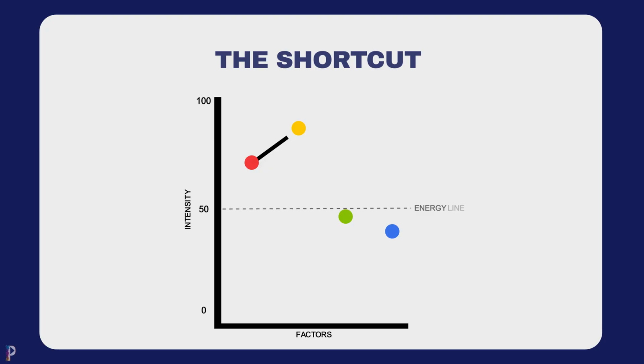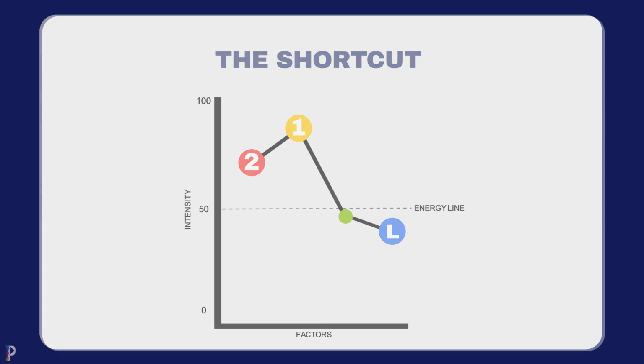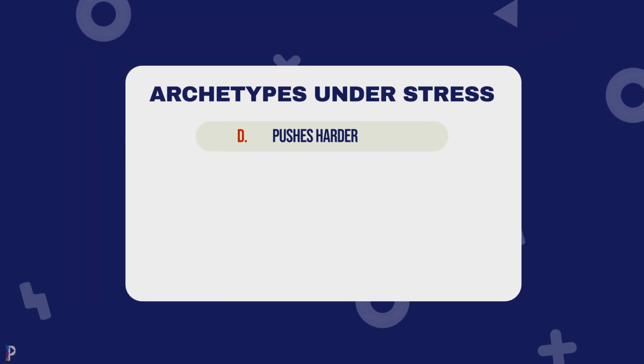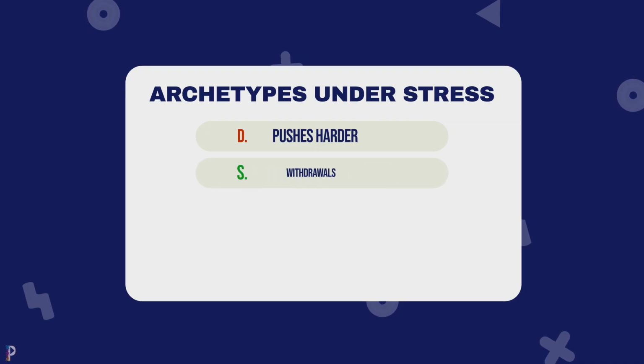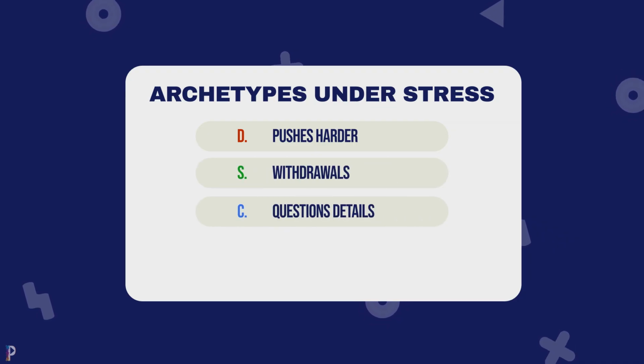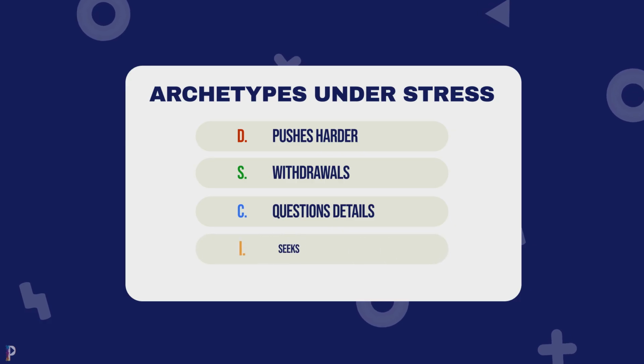If this feels like a lot, here is the shortcut. Start with the 4 factors. Focus on the top 2. Pay attention to the lowest. And notice what shows up under stress. Stress often exaggerates the archetype. High D pushes harder. High S withdraws. High C questions details. And the high I seeks reassurance.